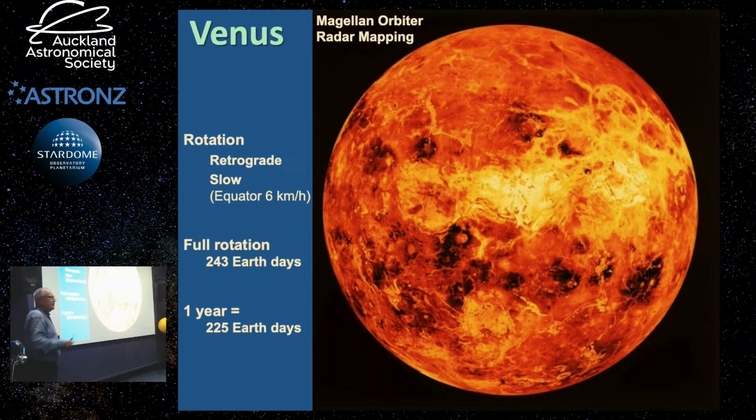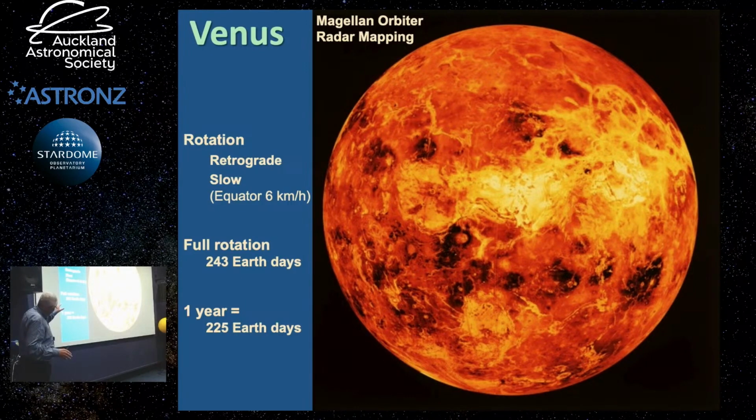To give you an idea how slowly, if you're at the equator, you'd be moving around at a speed of about 6 kilometres per hour. Putting that in perspective, if you're sitting at the equator on Earth, you're zipping around at about 1,700 kilometres per hour. So that's real slow. It's rotating backwards and it's rotating real slow. And for that reason, there's not very strong winds. The air's pretty still. That thick atmosphere is pretty still on Venus.